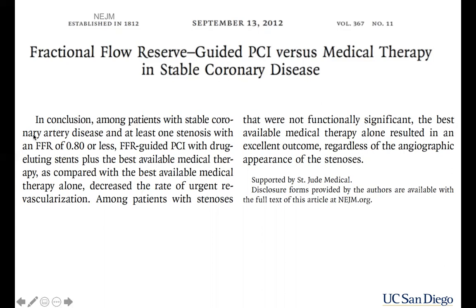And the last sentence of this paper is fantastic. It has an important result, but it's not the main result. The main result, we just read it. Among patients with stenosis that were not functionally significant, the best available medical therapy alone resulted in an excellent outcome, regardless of the angiographic appearance of the stenosis. So you can be looking at a 90% stenosis on your angiogram. If you do FFR and you get 0.8 or above, so you get 0.9, those patients did just as well with medical therapy as they did putting a stent in.